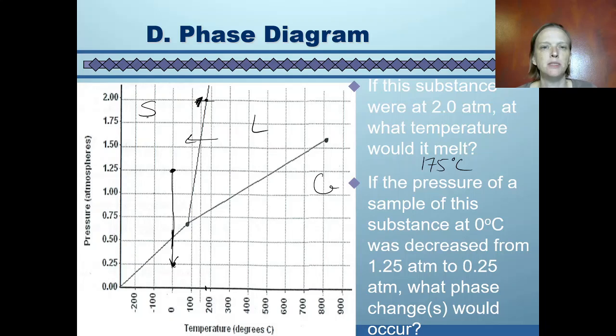We're going from solid to gas. When you go from solid to gas, that is called sublimation. So that is the phase change that happens at that temperature and pressure.